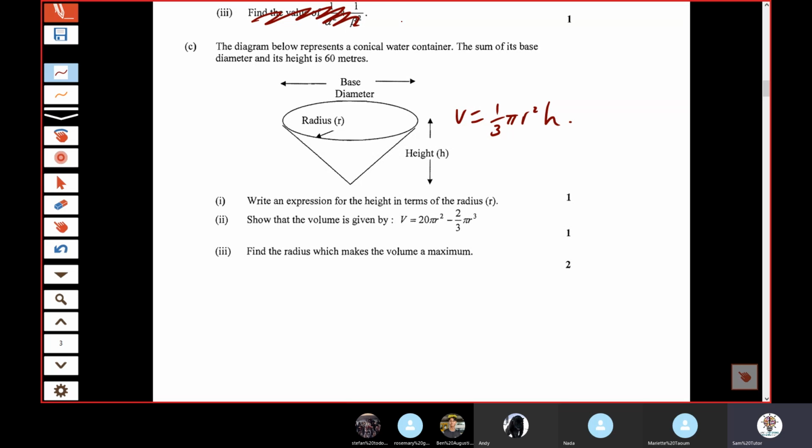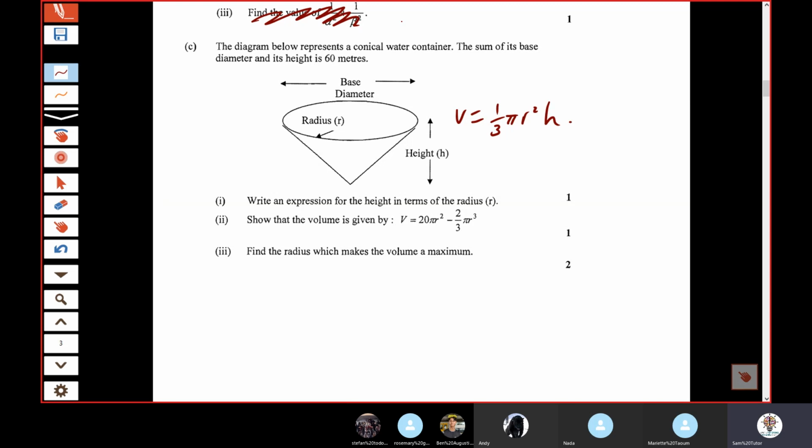What's the first thing you write? The second sentence: the sum of its base diameter and height is 60. So what would the base diameter be? You don't want to use D for diameter. What would you choose instead? Radius. Yep. So 2R plus H equals 60. That's step 1. Agree?